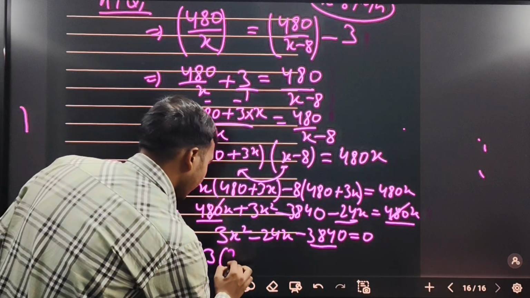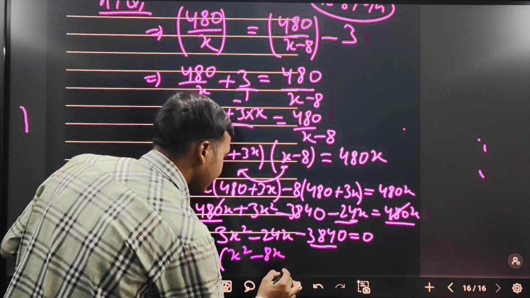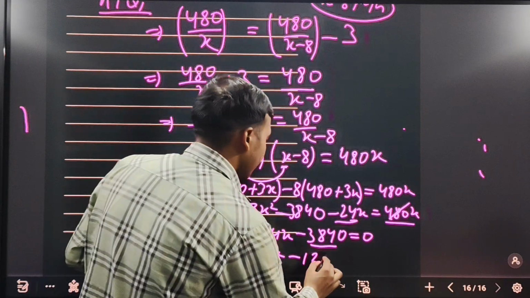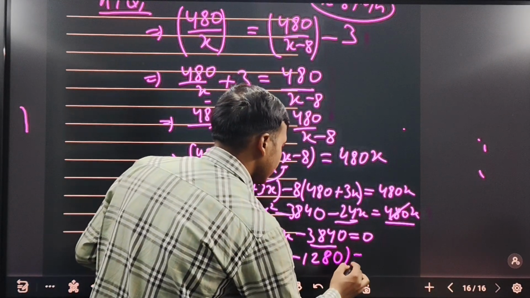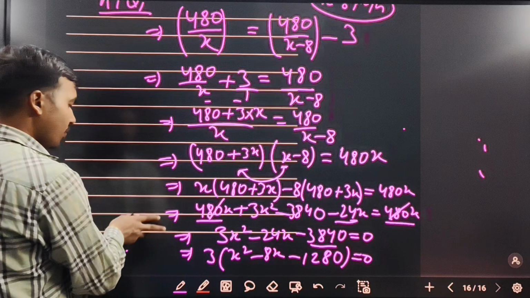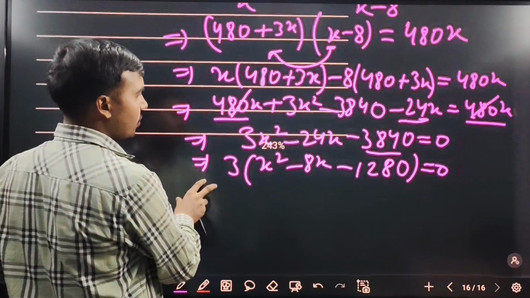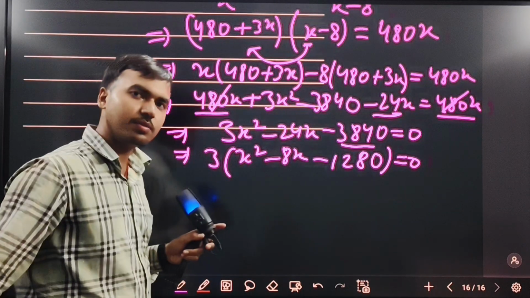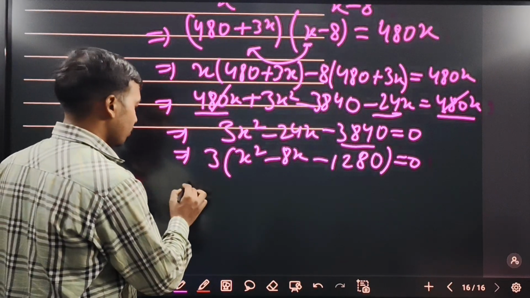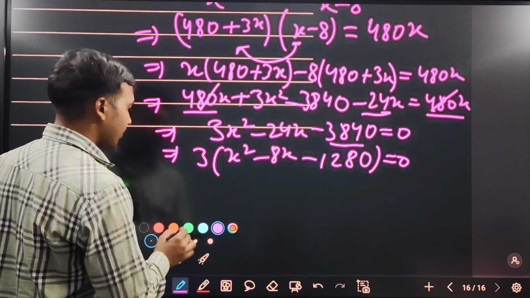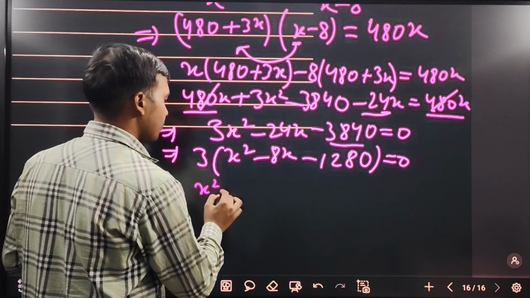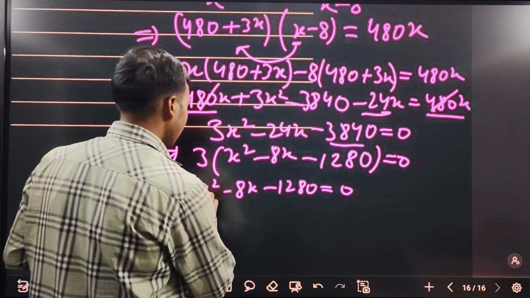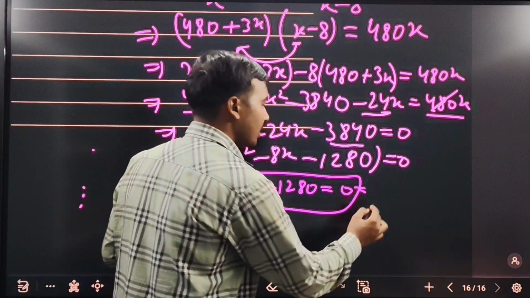Okay, so you will get x square minus 8x minus 1280 is equal to 0. When it goes to the right hand side, it becomes 0, and 0 by 3 is equal to 0. So it will be x square minus 8x minus 1280 is equal to 0. This is the final required equation for the last question.